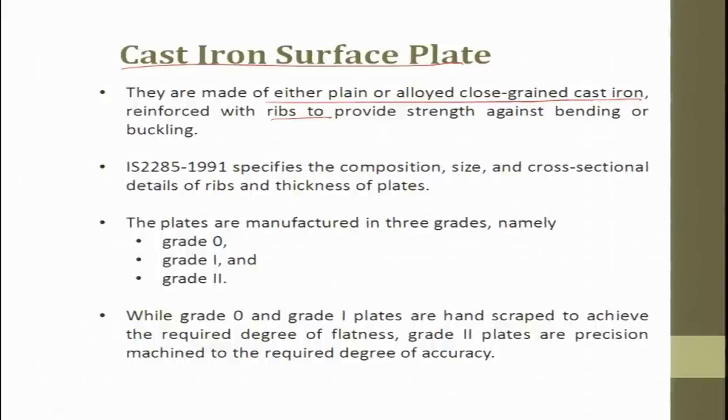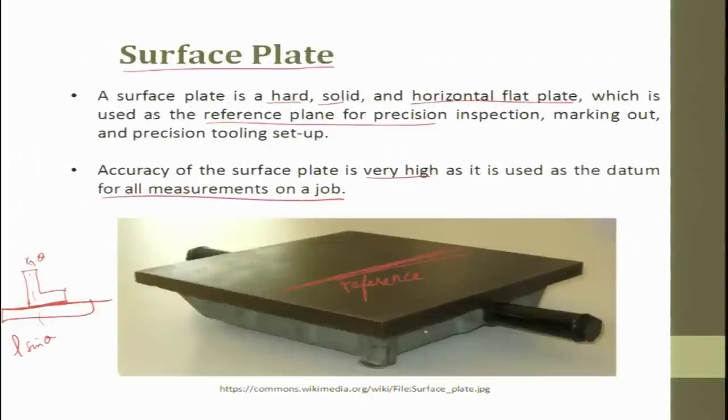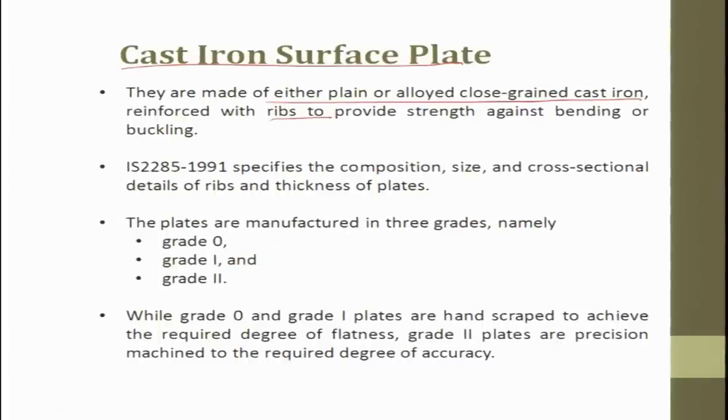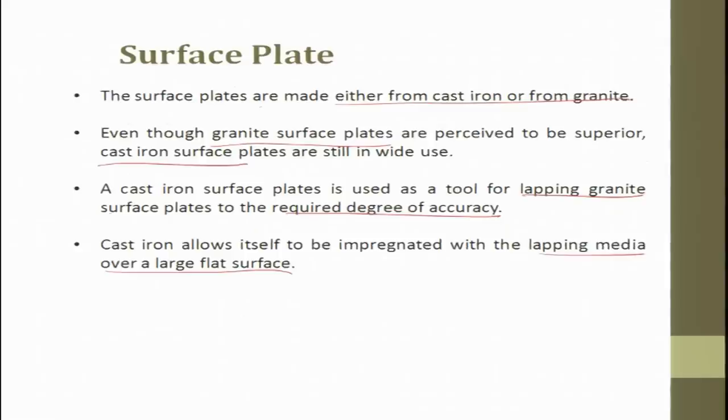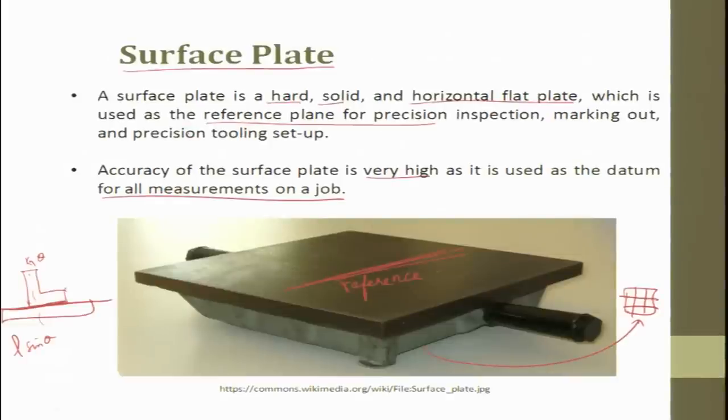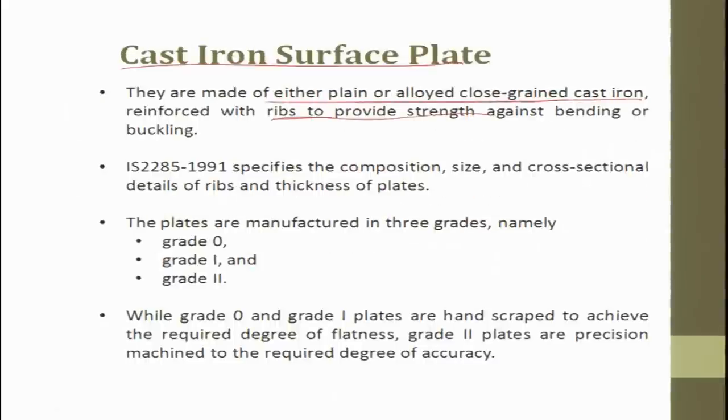So, where are the ribs? If you look at the bottom side, this is a very heavy plate. On the bottom side of this cast iron plate, you will see ribs. These ribs add strength and provide protection against bending and buckling, because this is a very small surface plate. You can have a surface plate of a meter by a meter. When it is that large, there is a possibility of bending and deflection.